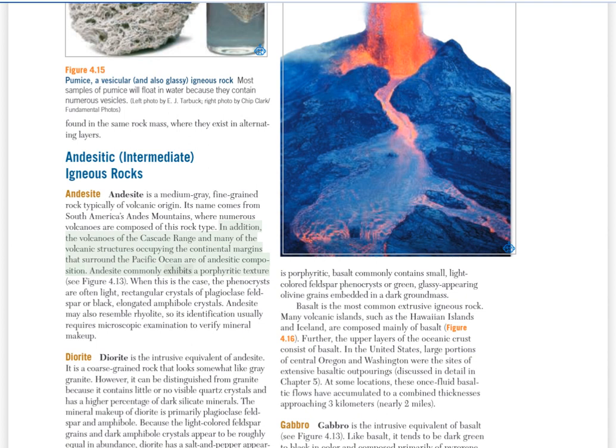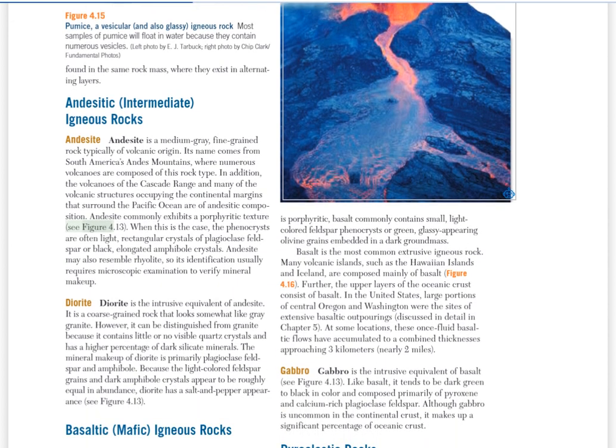Andesite commonly exhibits a porphyritic texture. See Figure 4.13. When this is the case, the phenocrysts are often light, rectangular crystals of plagioclase feldspar or black, elongated amphibole crystals. Andesite may also resemble rhyolite, so its identification usually requires microscopic examination to verify mineral makeup.